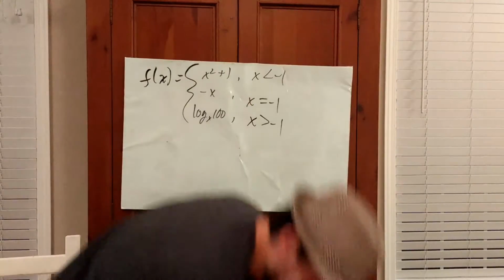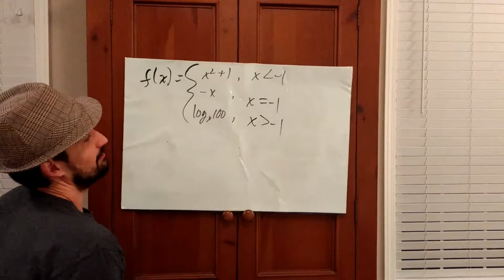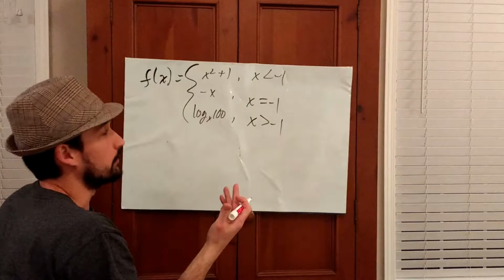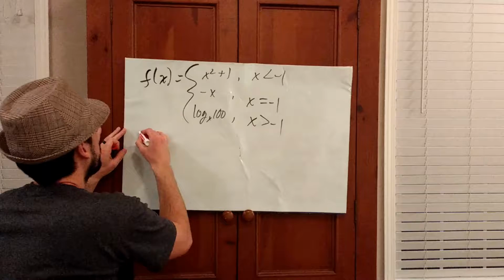Alright, so notice all 3 have different x values, right? None of these x values fit in here. They couldn't, otherwise it wouldn't be a function. So we're asked to evaluate, which simply means find the y value.